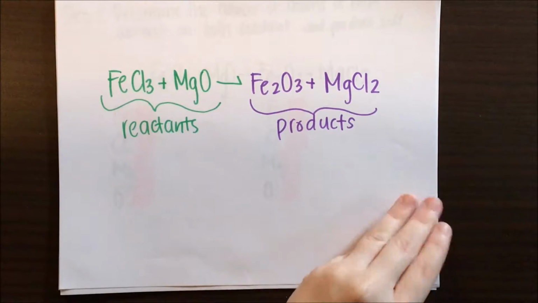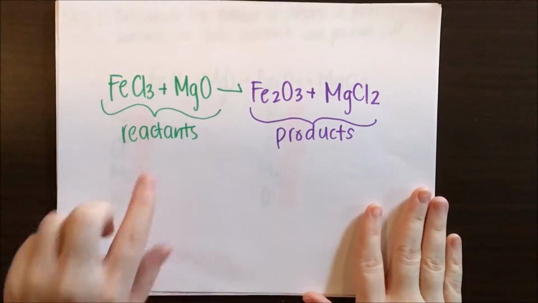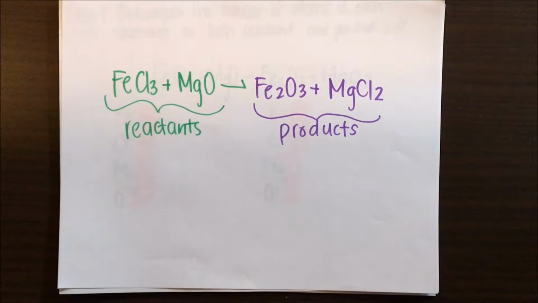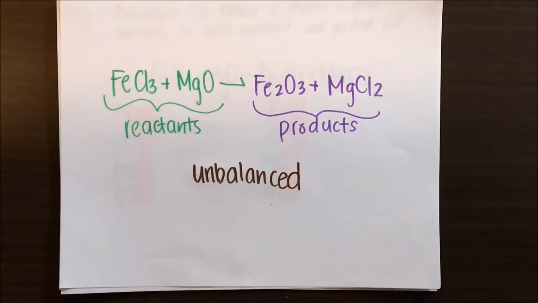On the left side you have iron chloride plus magnesium oxide, and you have iron 2 oxide plus magnesium chloride. These are the ingredients for your equation. And this is unbalanced because you know you have 1 iron on the left and 2 iron on the right, so that tells us it's unbalanced.